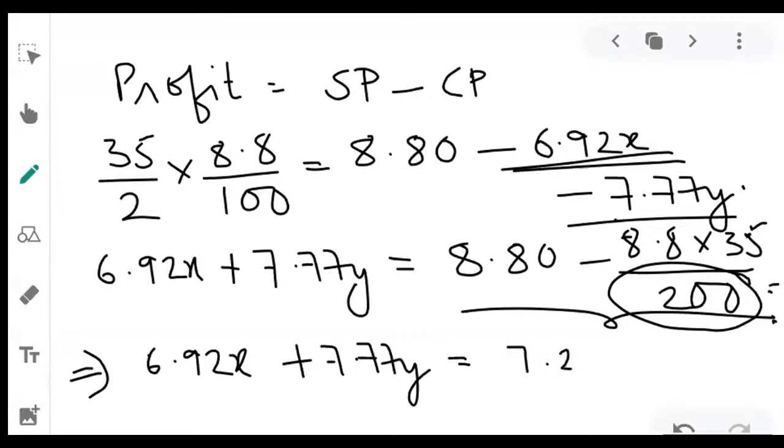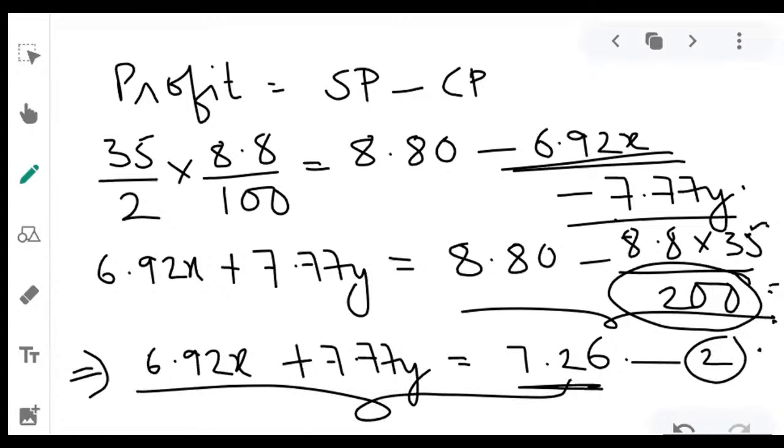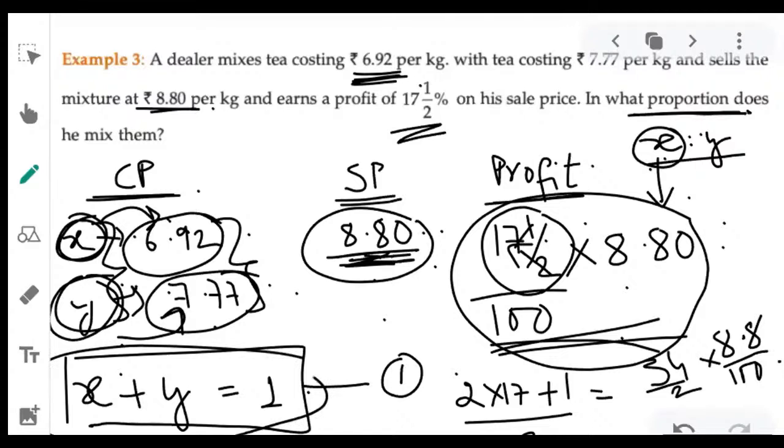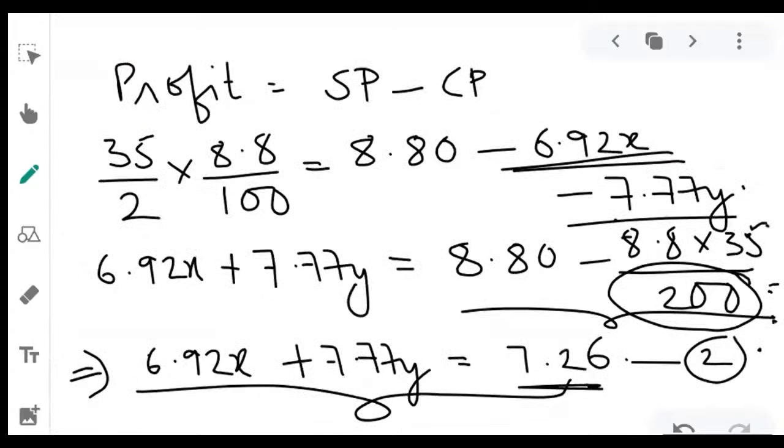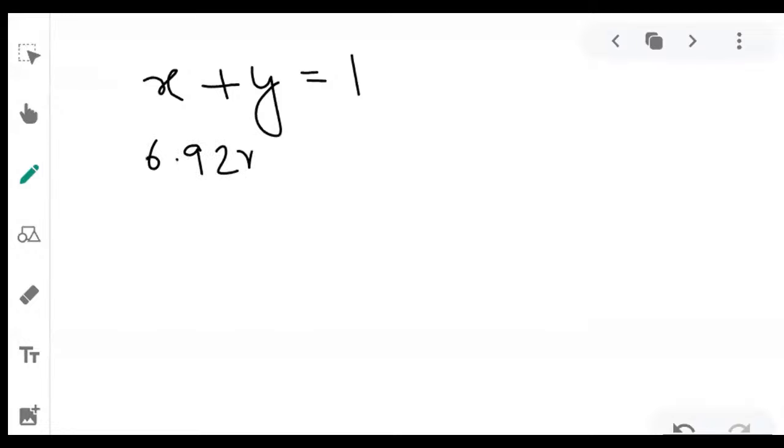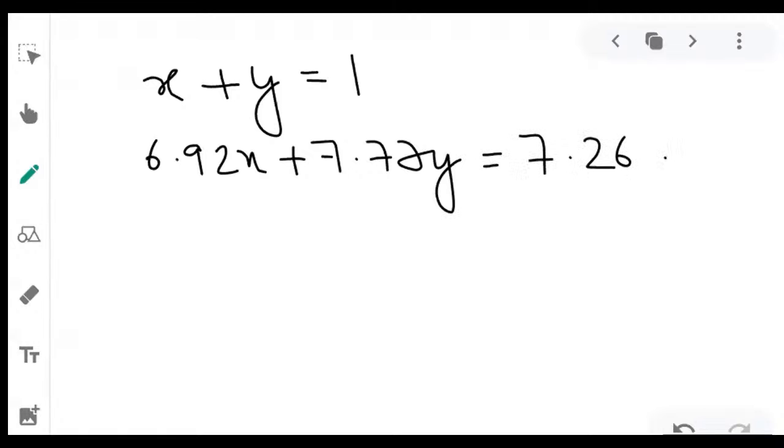7.26. Yeah, numerator 1452 is correct. Divided by 200 is 7.26. So this is my second equation. So I have two linear equations with two unknowns. Can I solve these both?